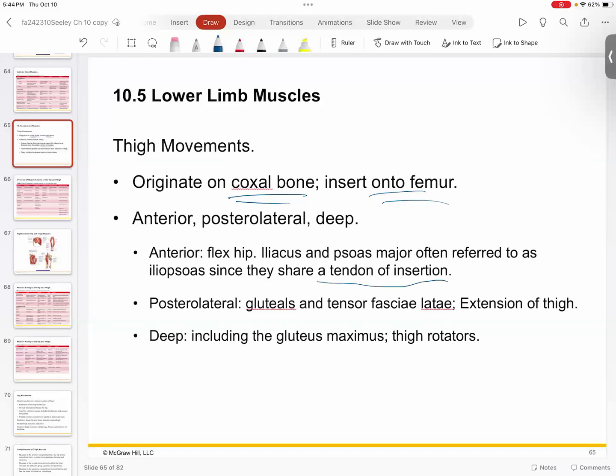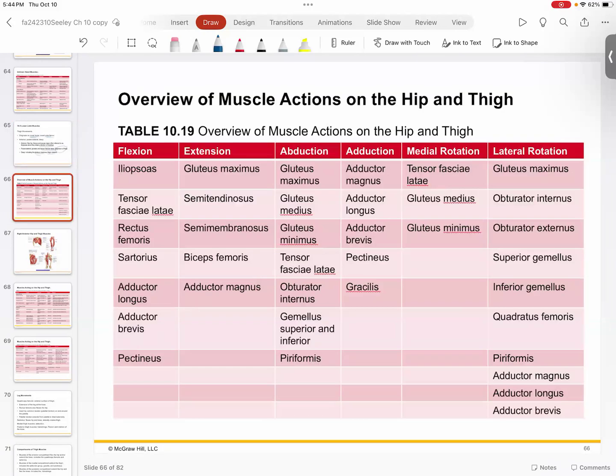Posterior lateral, gluteals and tensor fasciae latae. A lot of you guys were talking about tensor fasciae latae. This is basically extension of the thigh itself. That's what those guys do. And then if you go deep, you're going to be getting into your gluteus maximus and your thigh rotators. And so that's basically what we have here. So your iliopsoas, this is a really important one because this kind of forms the power base of your body, right? So your hip girdle and the power of your hip area.